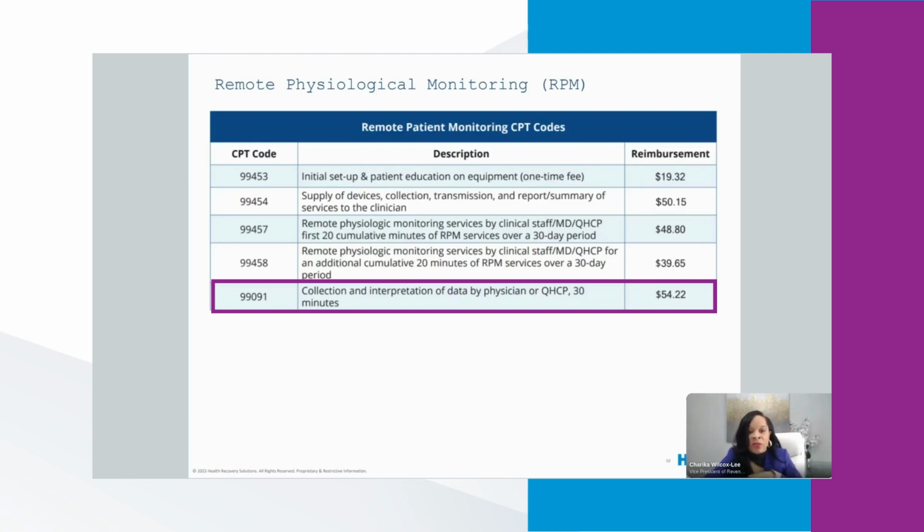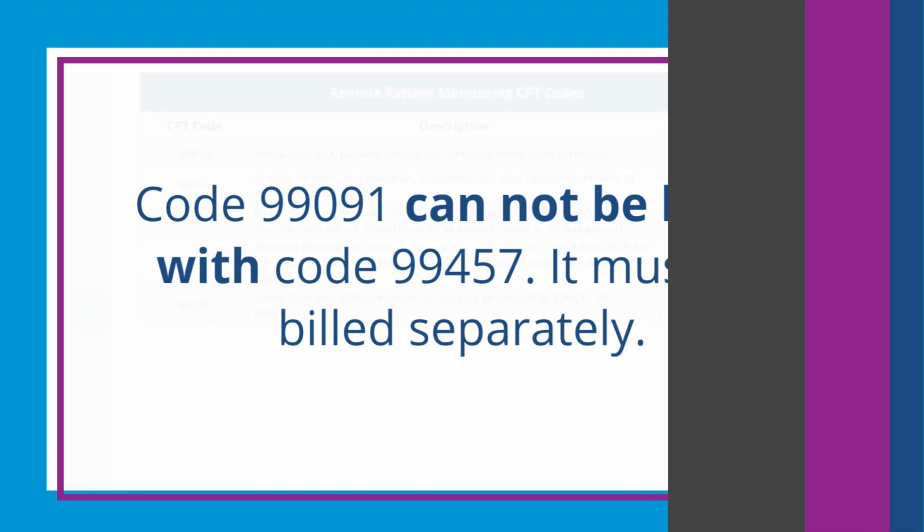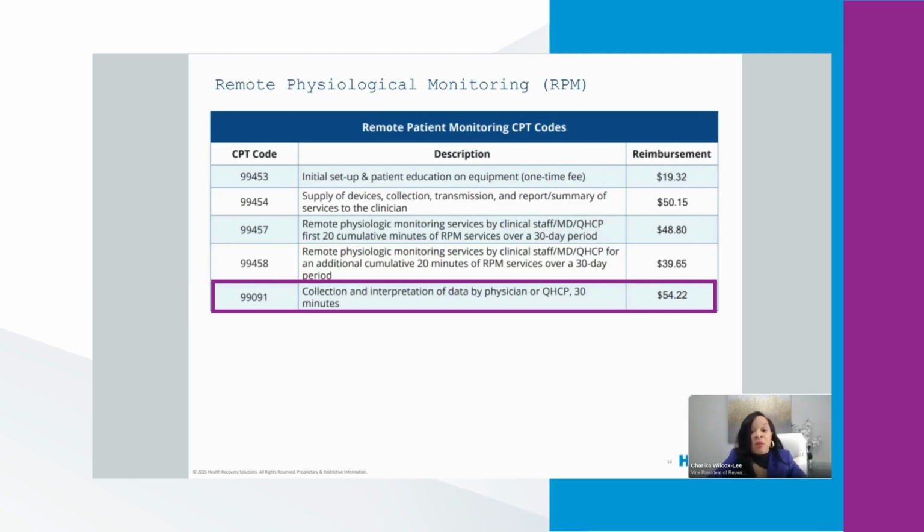I want to talk a little bit about this code. It was restructured in 2021 by CMS, so it is not able to be billed in conjunction with the 99457. It must be billed separately. In many instances, a lot of providers and organizations are migrating away from the 99091 because they're not finding a lot of value in the utilization of it. So please keep that in mind. But we can talk about a workflow of what's best for you.